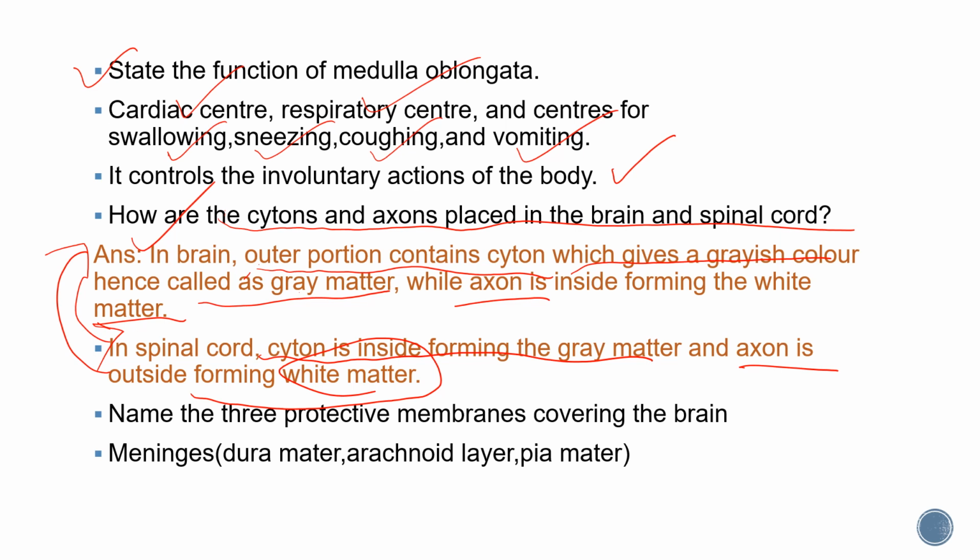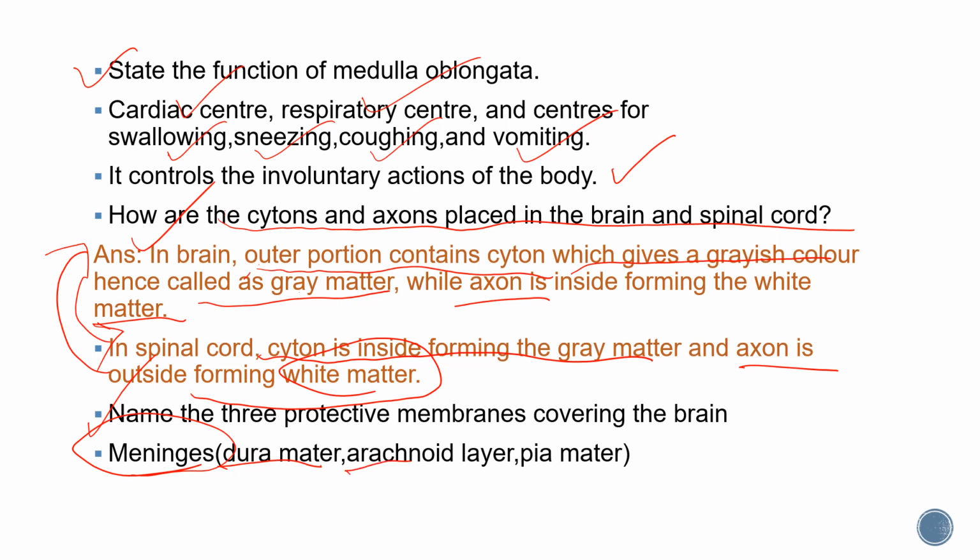Now let us come to the next one. Name the three protective membranes covering the brain. What are the three protective membranes covering the brain? It is the meninges, which is the layer covering the brain. It is divided into three parts. The first one is the dura mater, the outer tough protective layer. It is formed of fibrous tissue.